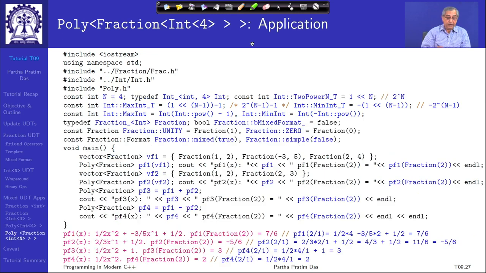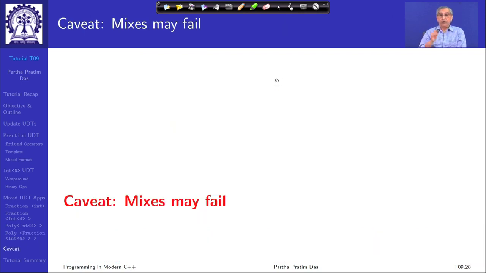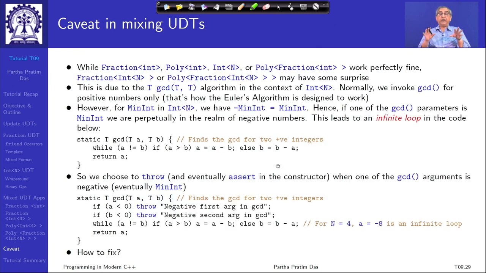And finally, you can mix them around. You can have a polynomial on fractions whose underlying type is int 4. Just read this code carefully and you will be able to see how different interesting algebra is emerging out. Of course, not everything is hunky dory. There are places where things can fail.